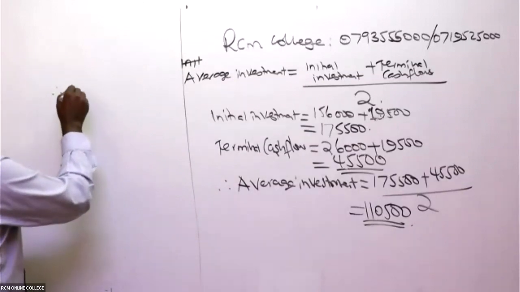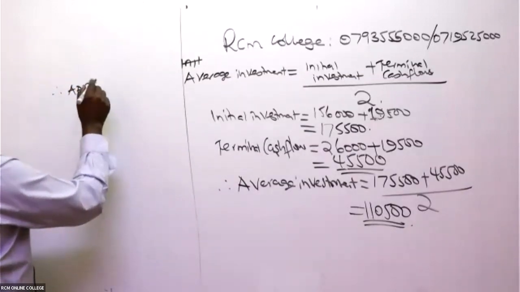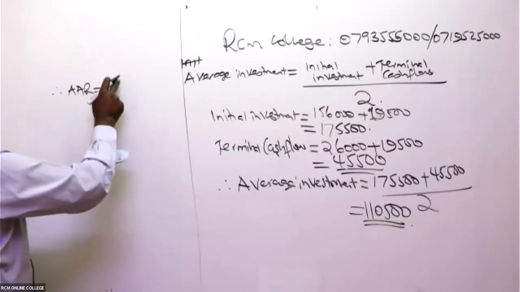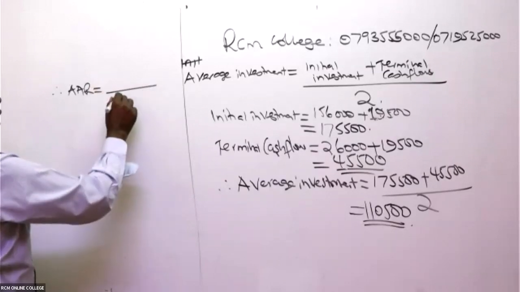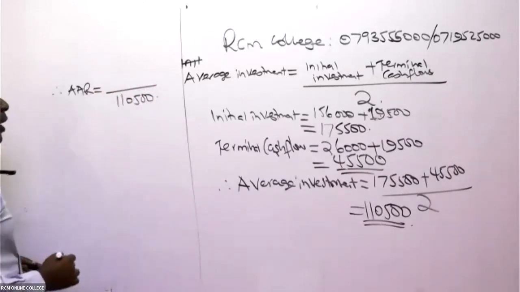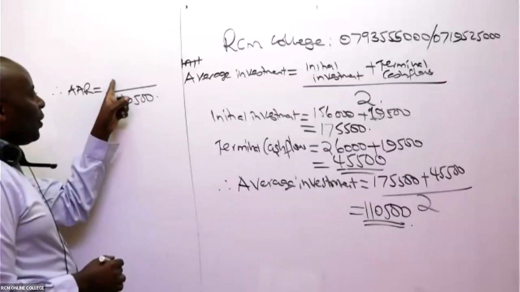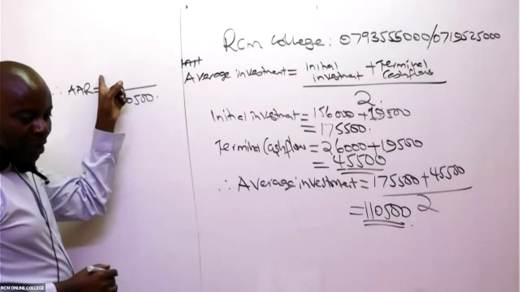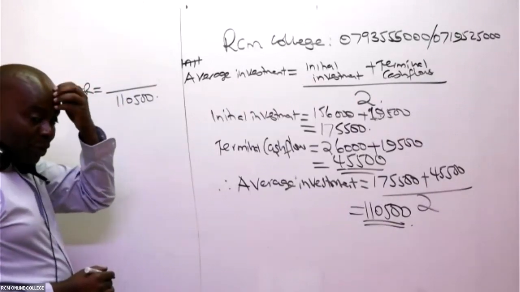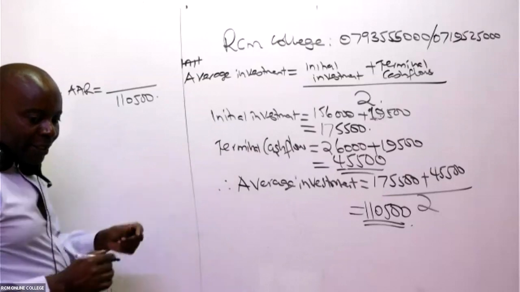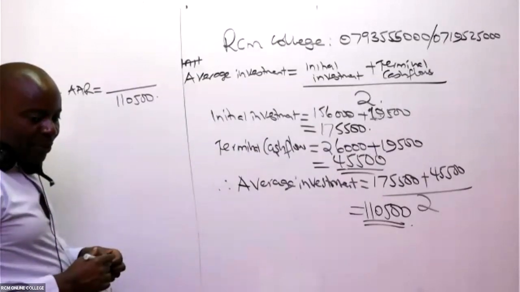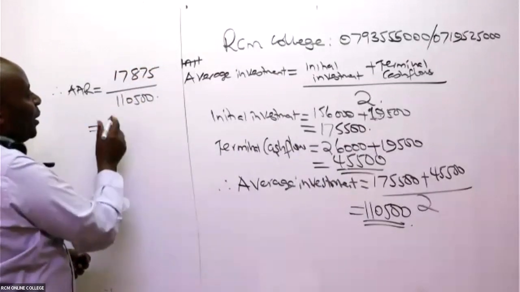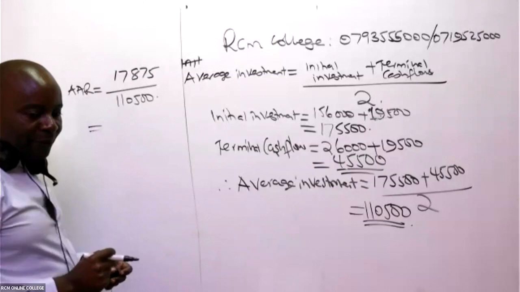then our accounting average return will be the average accounting profit, which I've forgotten, over 110,500. Is there somebody who can remind me this figure? The one we got up there, where we took the profits for each year and then added them. So you're able to remind me what this is supposed to be, 17,875. So in this case, if we take this divided by this, what are we getting?